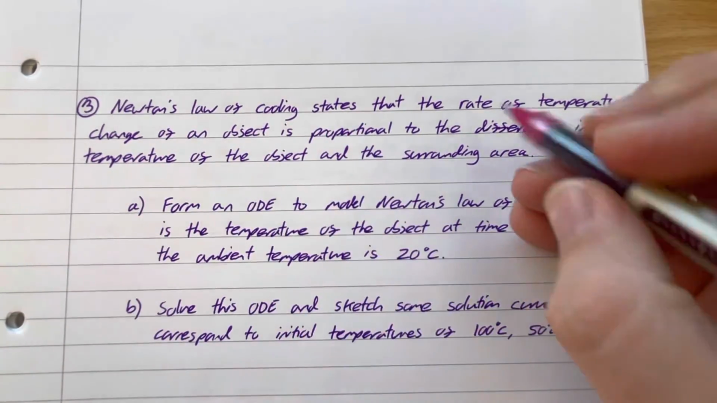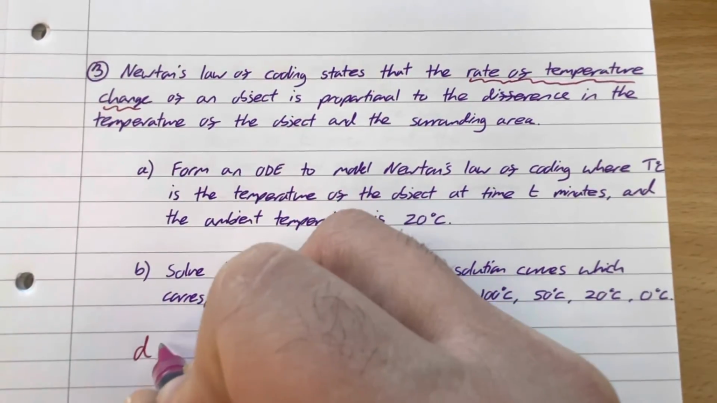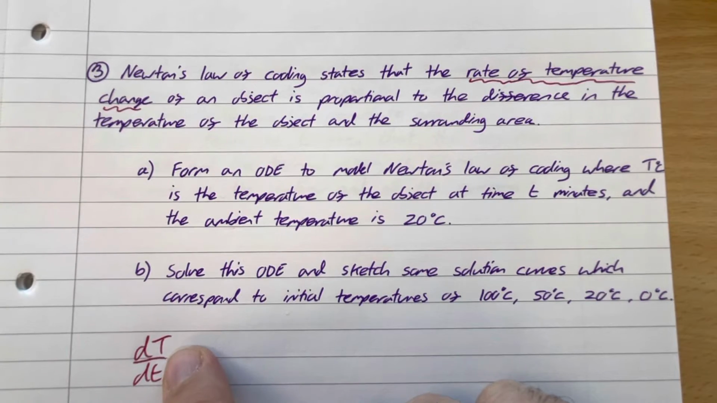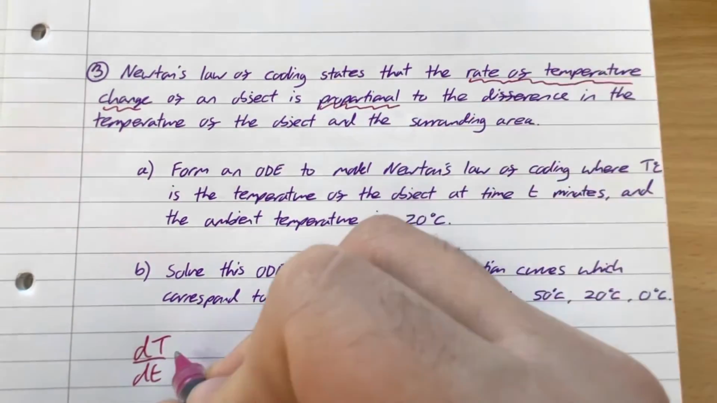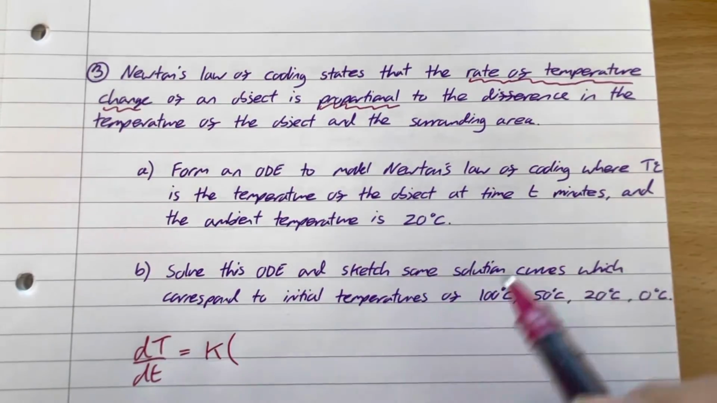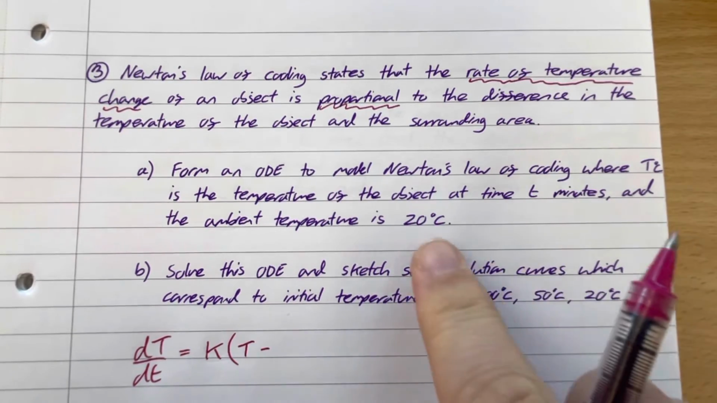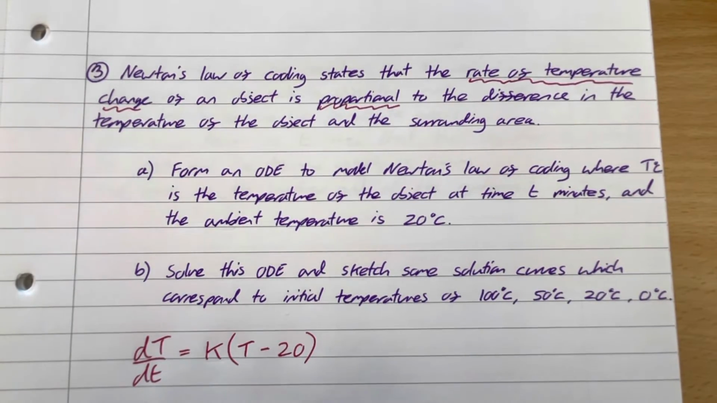So Newton's law of cooling states that the rate of temperature change, well, that is denoted as dT by dt. Okay, temperature is capital T, time is lowercase t, and the rate of change of the temperature is d capital T divided by d lowercase t. That is proportional, okay, times the difference in the temperature of the object and the surrounding area. So T is the temperature of the object, and the question says the surrounding area is 20. Okay. And there we go. That is the differential equation. So we should go ahead and solve it.